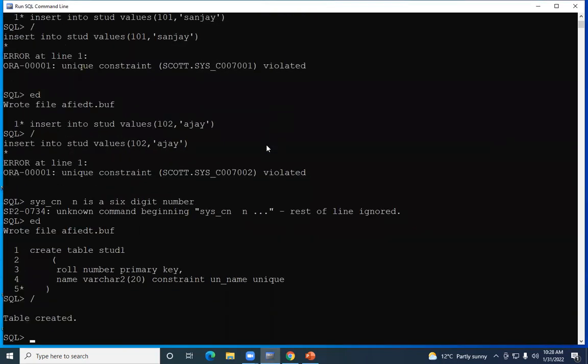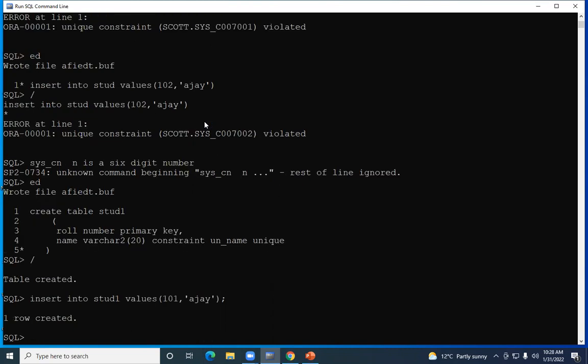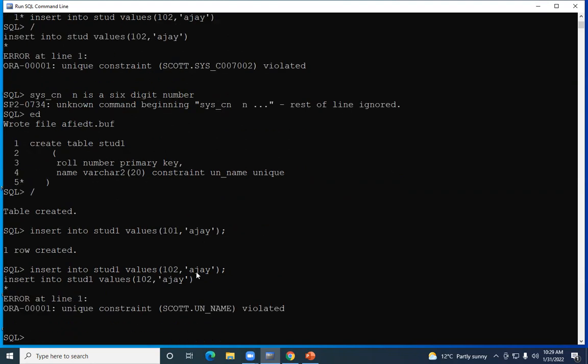So let's create this table. The table is created. Let's put some values into this table. Get this copied here. Let's see if it works. Yeah, I can make it. Table name is stud1, right? So this row is created. Now I'll do the same thing here. I'll put 102 and Ajay. And remember, on Ajay, I cannot give duplicate names. So now it should tell you that this constraint has been violated. UN underscore name. Kindly check on screen. The name has come up now.